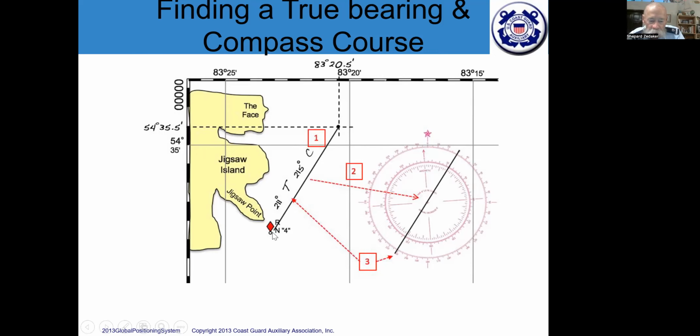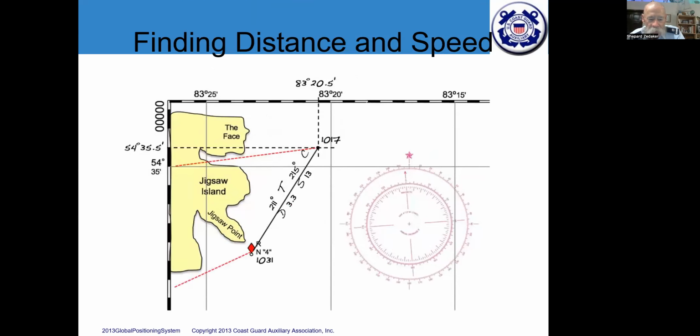So you're going to start here and you go to there and you're going to run a compass course of 215 degrees. And that'll hopefully get you to red number 4, at least close enough. Once you see it, you'll know where to go. Okay, how far is it?